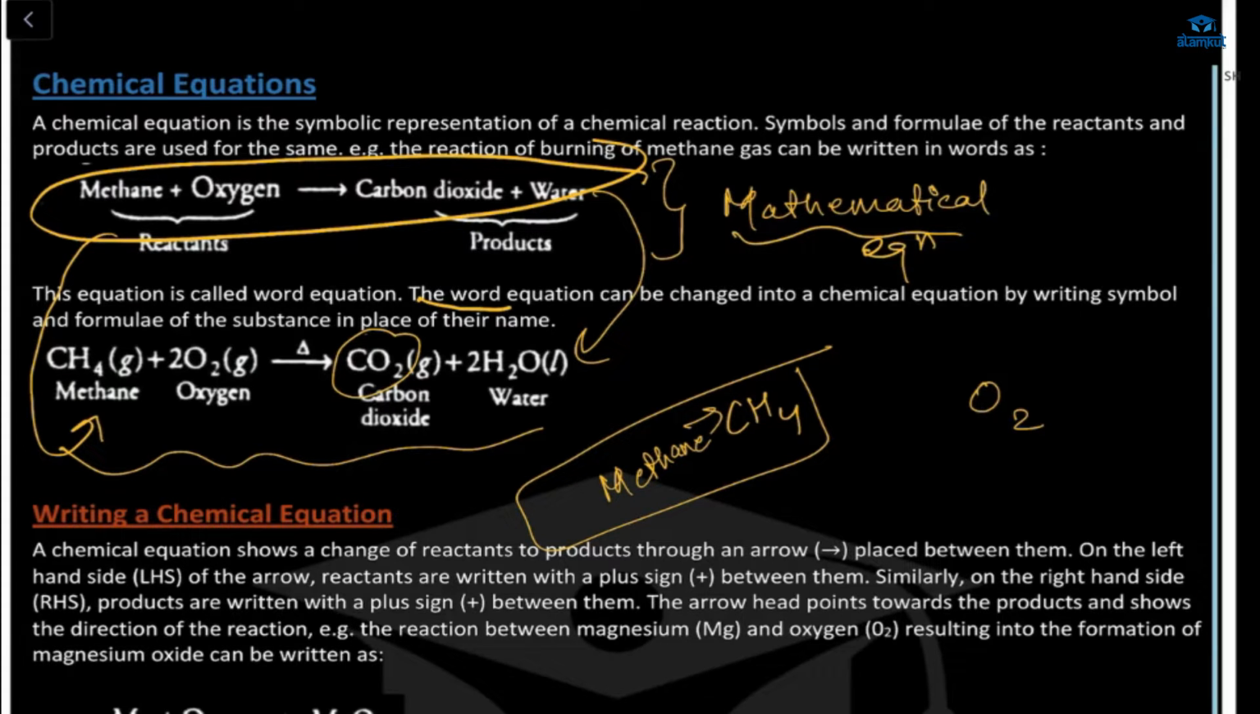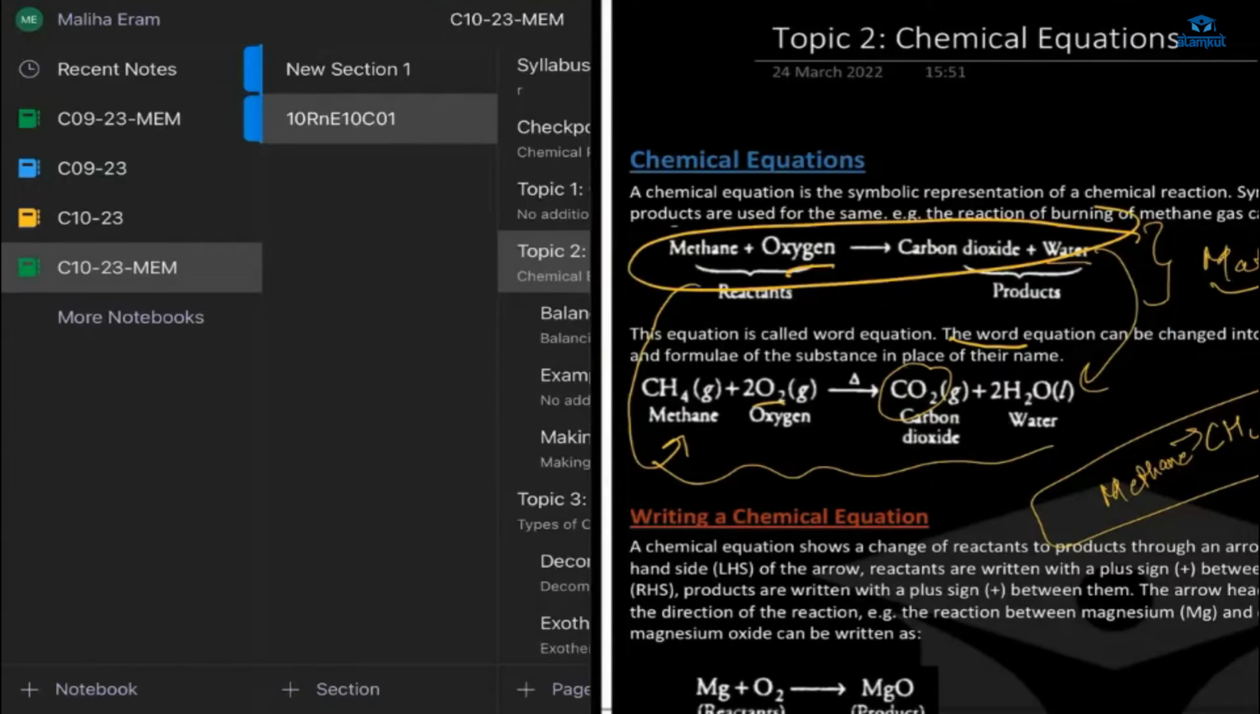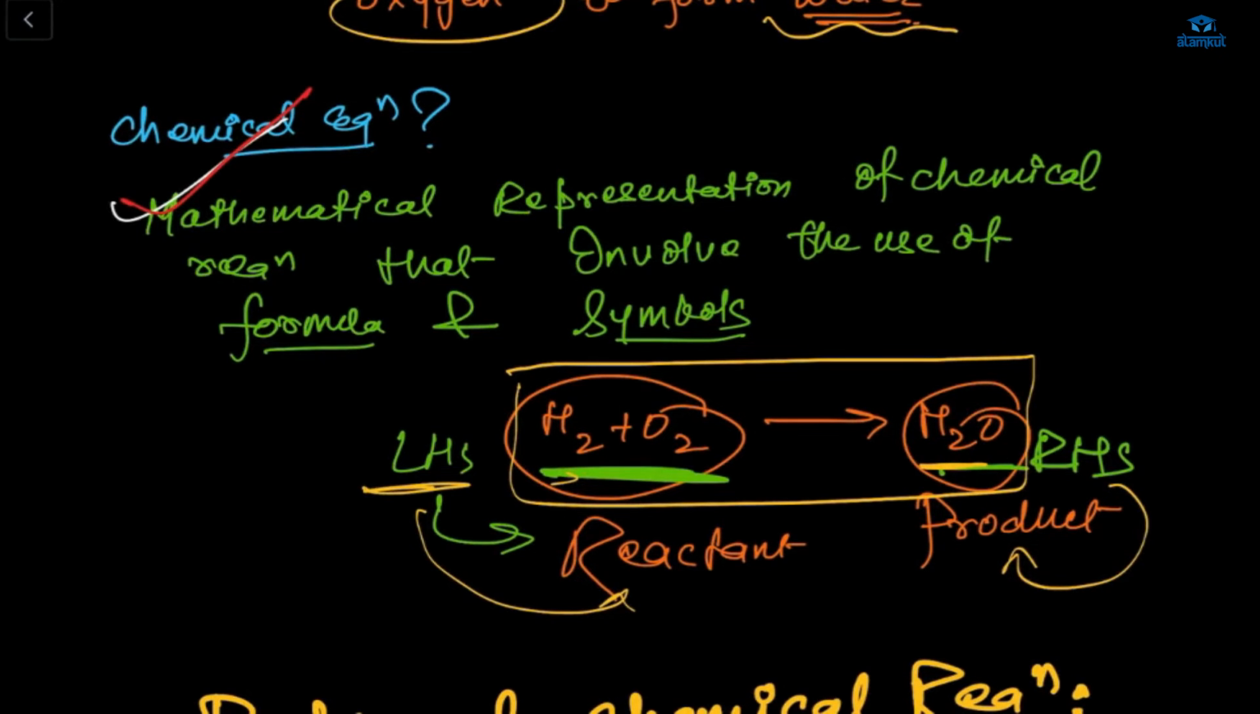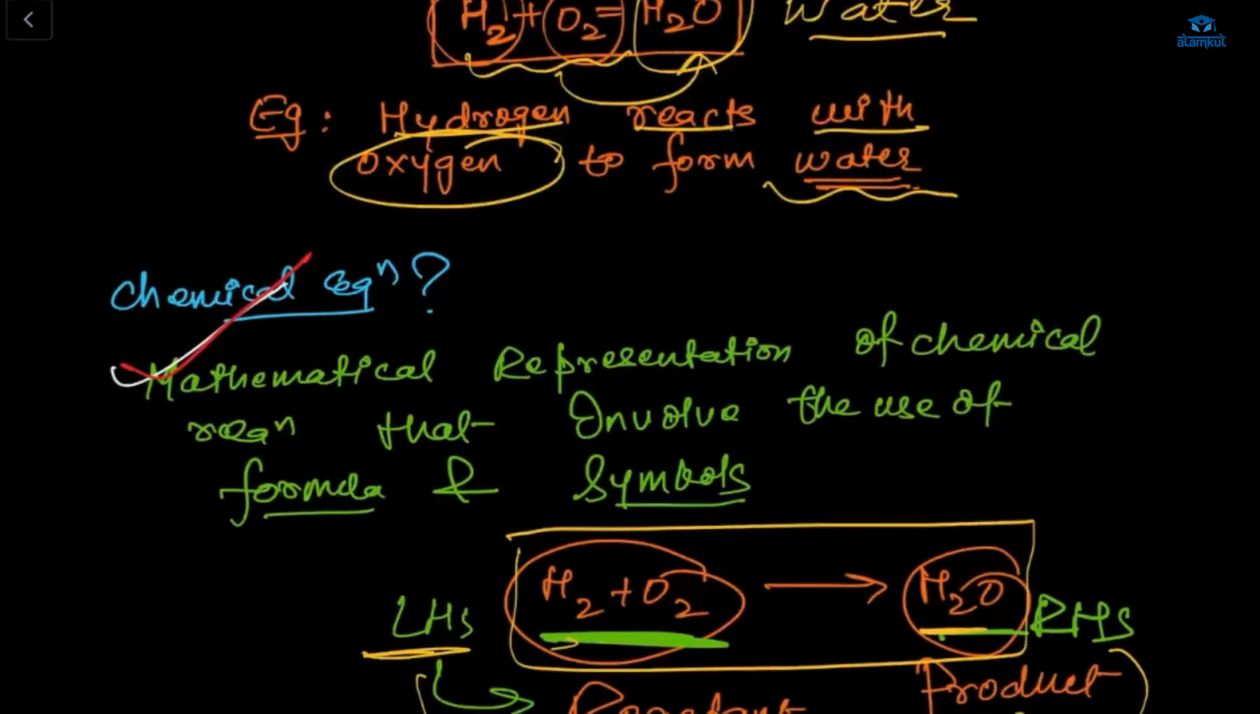Okay, right? Like water, H2O, carbon dioxide. What will be the symbol of carbon dioxide? CO. Yes, it will be CO2. For oxygen, it will be O2, methane, CH4. Right? So now you tell me, what is chemical equation? It's the mathematical representation of any chemical reaction that involves symbols. Yes, very good, very good. This is a chemical reaction.